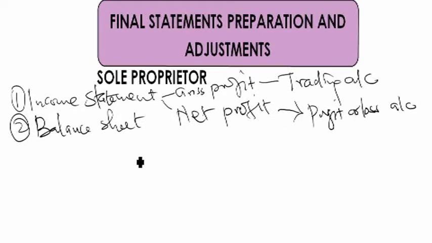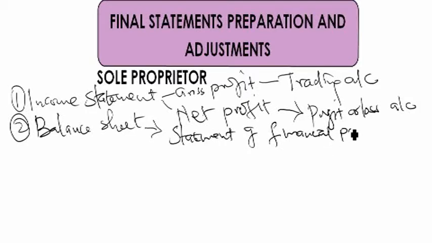The balance sheet reports the financial position of the business, and we call it the statement of financial position. It reports the financial position of a business at a particular point, maybe in a year.